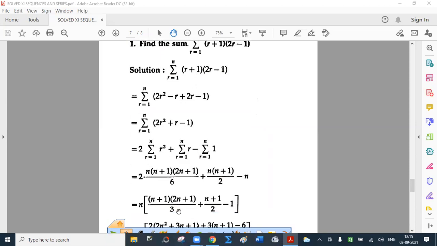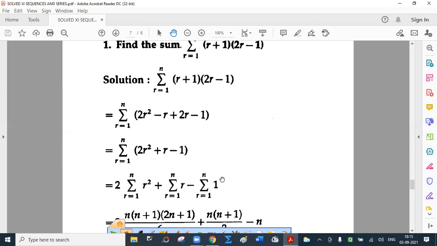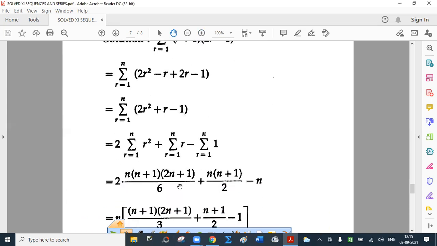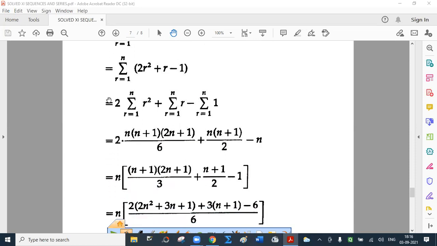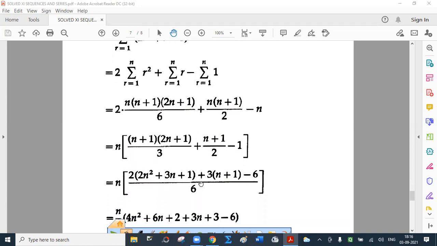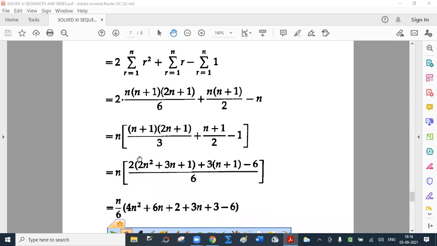What is sigma r square? It is n into n plus 1 into 2n plus 1 upon 6. You have to directly substitute the values. What is sigma r? It is n into n plus 1 by 2. Right? And what is sigma 1? It is nothing but n. Now, after this, what remains is simplification. Most of the students find this difficult, but this has nothing to do with 11th standard mathematics. Okay. So you should be able to do this.